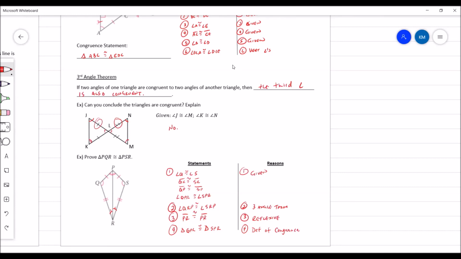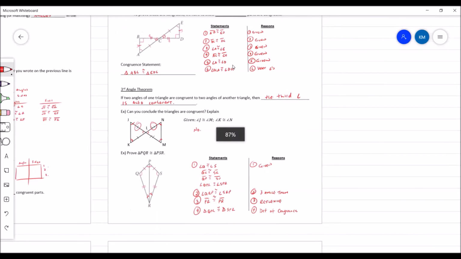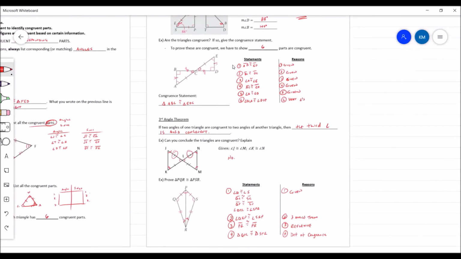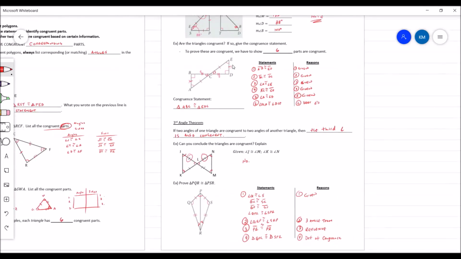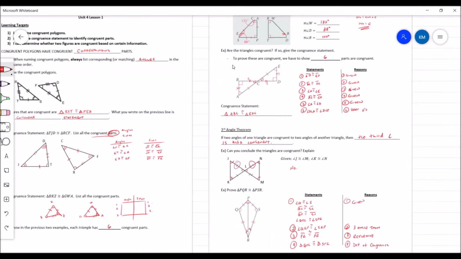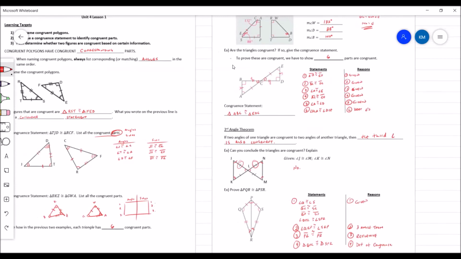This chapter will look at ways that we don't have to use 6 pieces in order to prove that triangles are congruent. But right now, we talked about how to write a congruent statement, how to go through proofs a little bit, and then how to figure out 2 figures are congruent based on certain information.